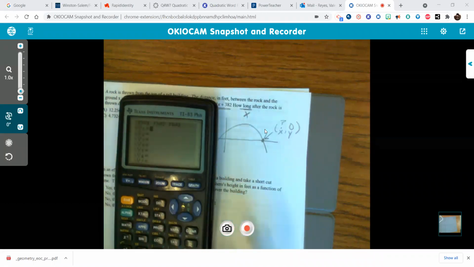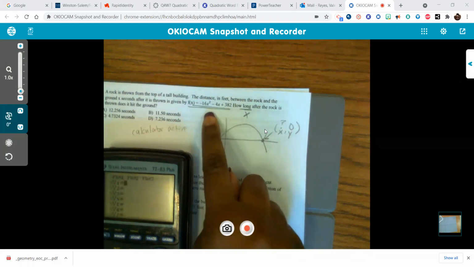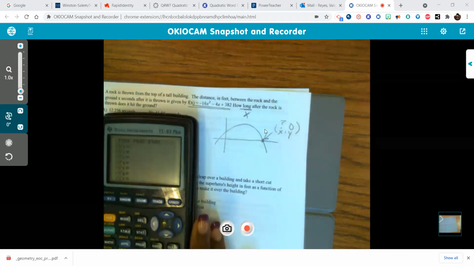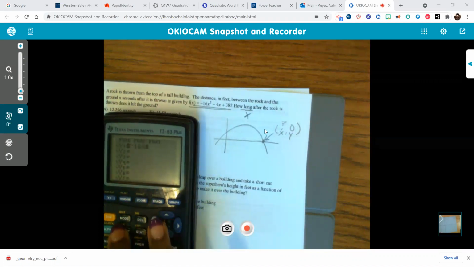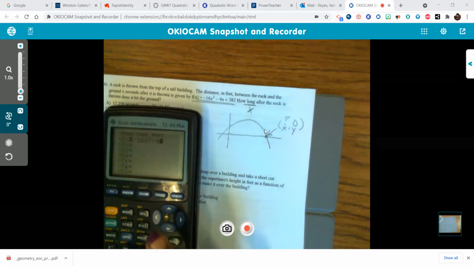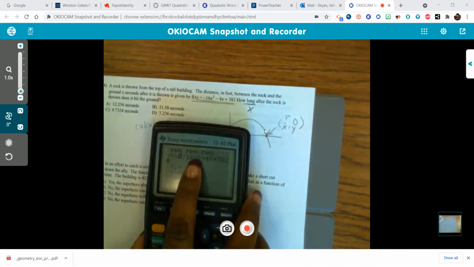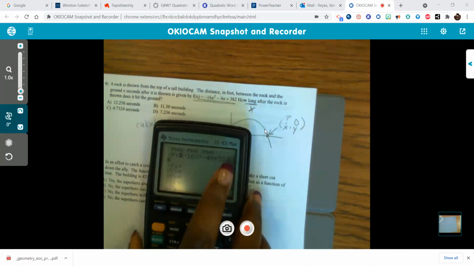Go to y equals, and we're going to type this equation in. So that gives us, please do this with me so you'll know, negative 16 x squared minus 4 x plus 382. Make sure I typed it in right this time. Okay, yes it did.